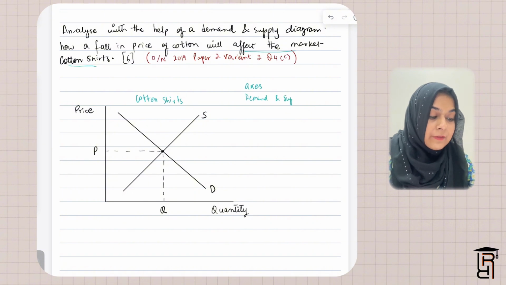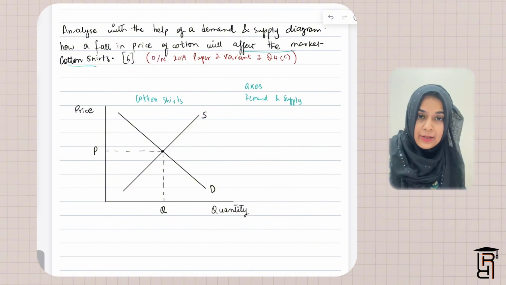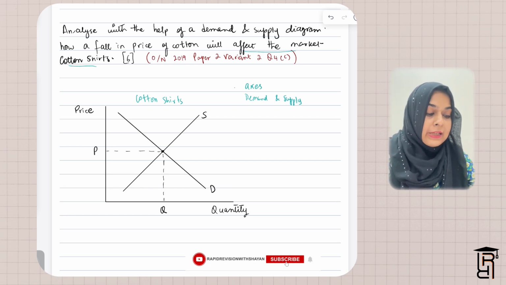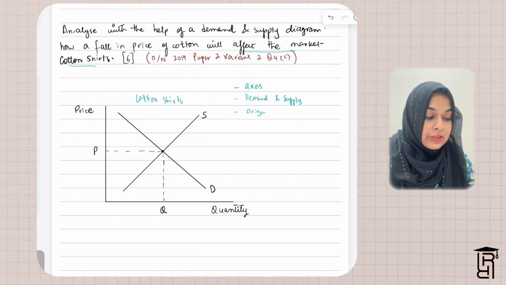The demand curve is going to be downward sloping, and the supply curve is going to be upward sloping. You need to label that correctly. The third thing is the original equilibrium, where price is P and quantity is Q.